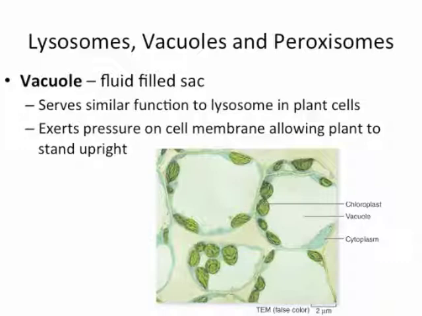This is why in grocery stores, they're constantly misting their produce with water to keep those cells hydrated, to keep them plump so that they sell better, because you're not going to buy wilted lettuce. You're probably going to buy crisp lettuce. So you want to keep that stuff from losing water. Right. So the vacuole exerts pressure, allowing plants to stand upright.